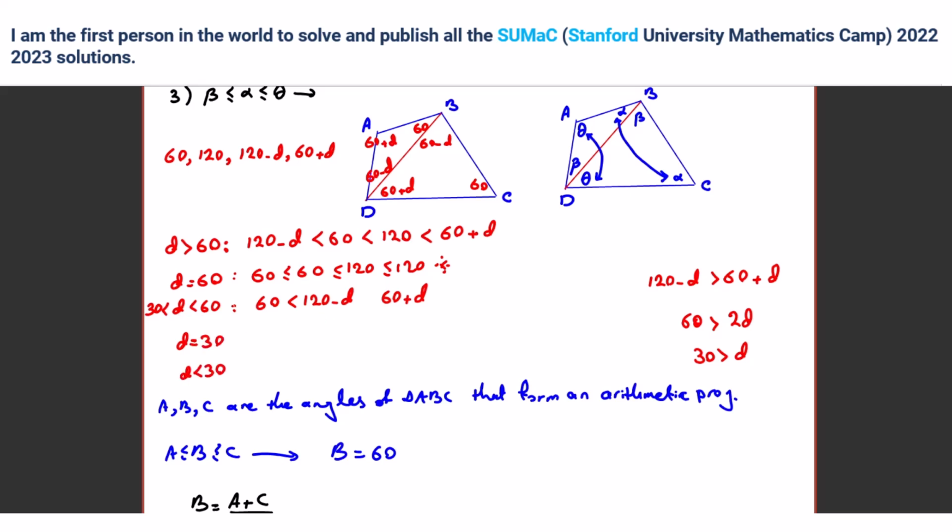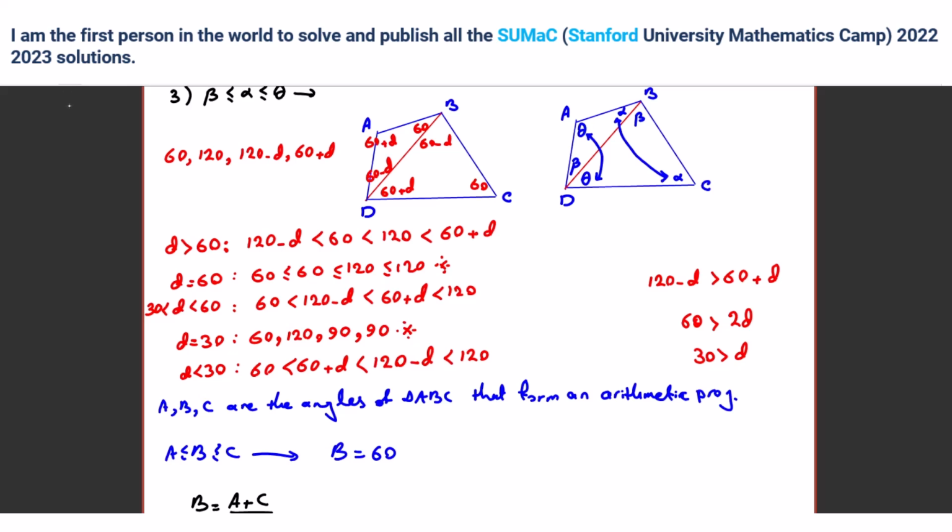So if d is greater than 30, then this one is smaller than this, right? If d is 30, then our angles are 120, 90, and 90. It's not possible to have two equal and the others different, right? If d is less than 30, then we can say 60 plus d, then 120 minus d, is less than what? What's the last one? It's less than 120, basically.